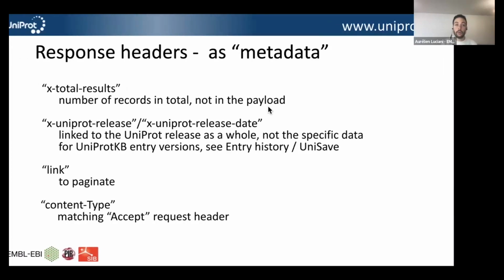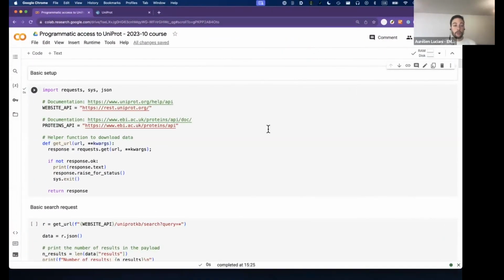So I will go to the code. Not to worry here too much. I will share the link afterwards, and so you can just follow through here, and I will walk you through the different examples. Here I have a bit of basic setup. I've stored in variables some information about the API that we'll be using.